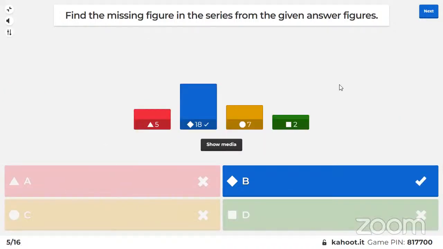All right, we are supposed to find the missing figure in the series, and B is the correct answer.